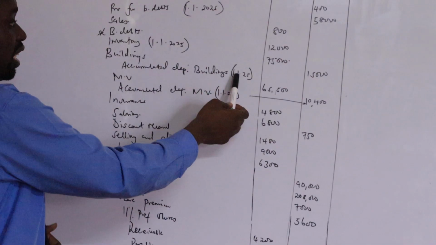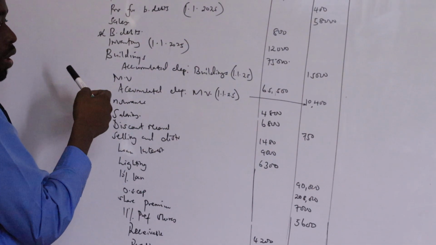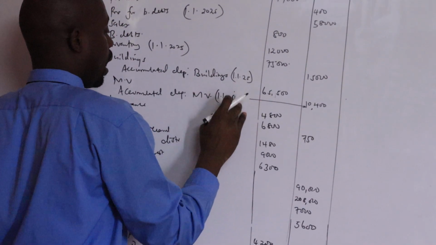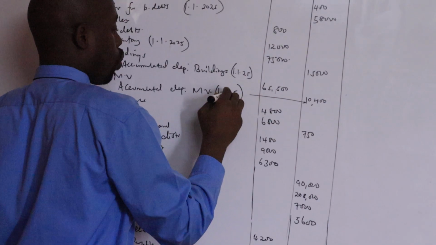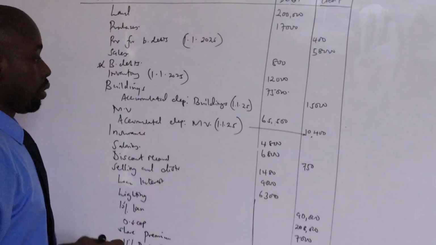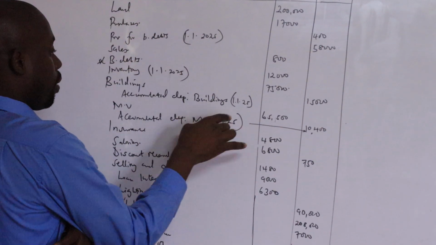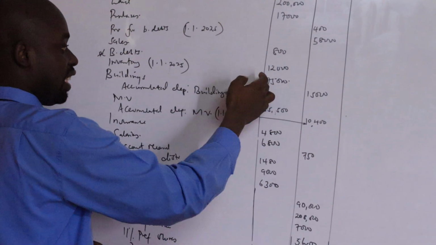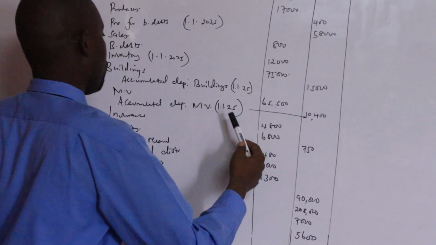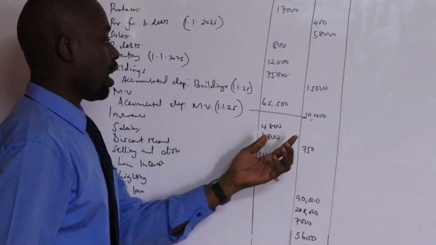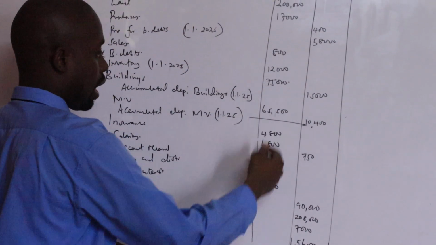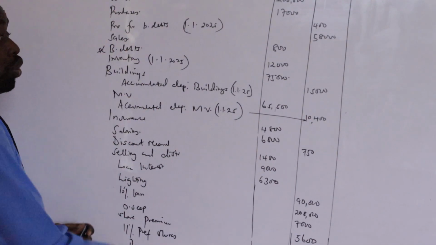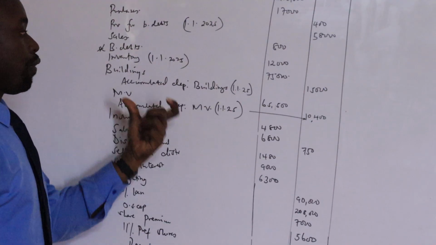It implies this is prior year's depreciation. This is already loss assumed to have been incurred on the assets. So 15,000 on buildings has already been lost. So the net book value is the difference, which is 60,000. On motor vehicle, for the past years, already 10,400 has been lost. We are remaining with how much? That is 55,100.